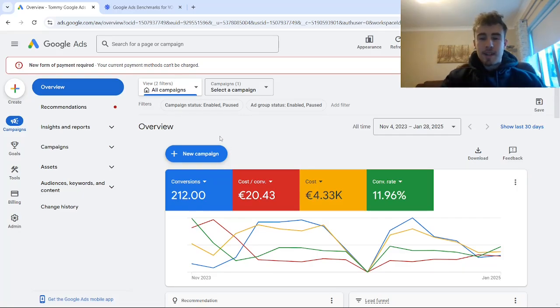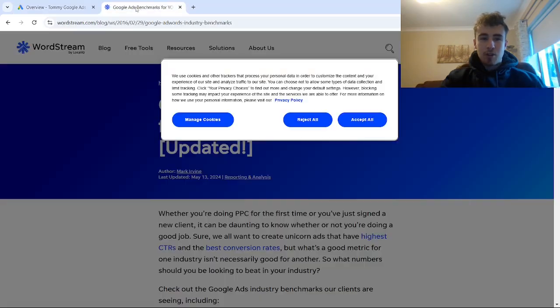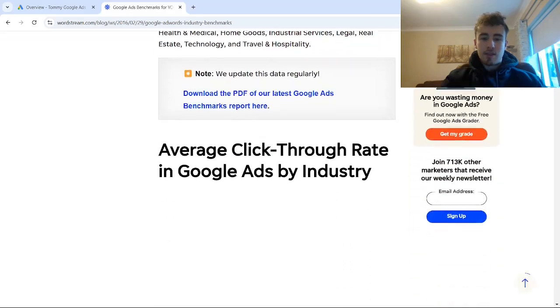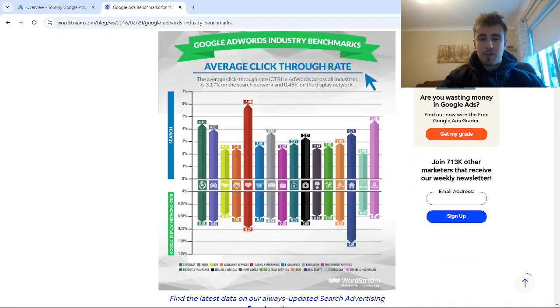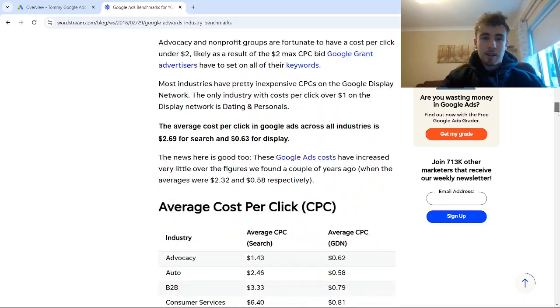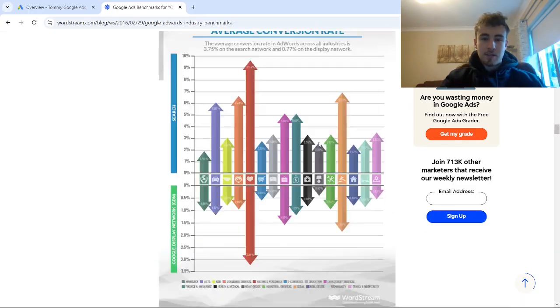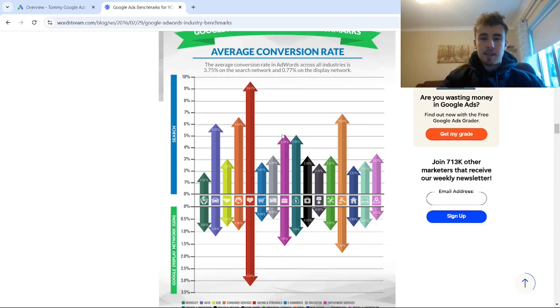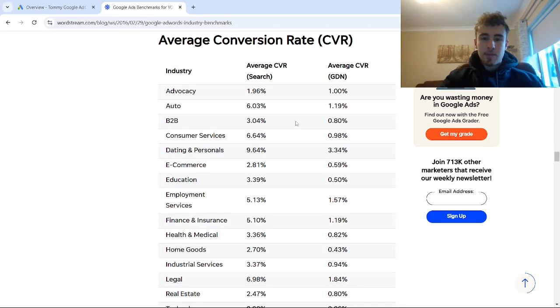So to get an idea of what the average conversion rates are by industry, because it makes more sense to look at overall industries rather than just an average conversion rate of all of Google Ads as a whole, we're going to come down here in this WordStream article to conversion rates specifically, and I'll also leave a link to this article in the description. You can see by this graph that conversion rates vary quite a lot depending on the product or service that you're actually offering. And we'll come down to this table here to see the actual conversion rates.